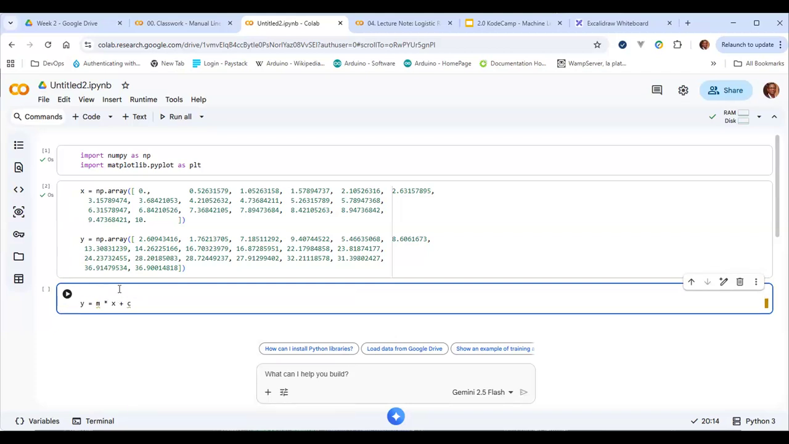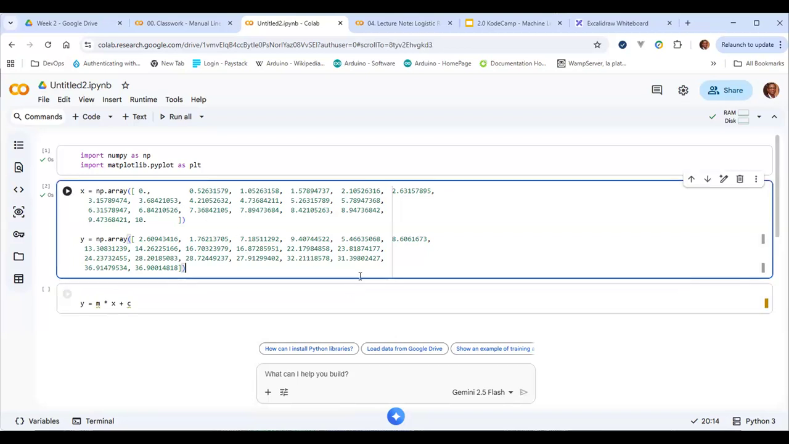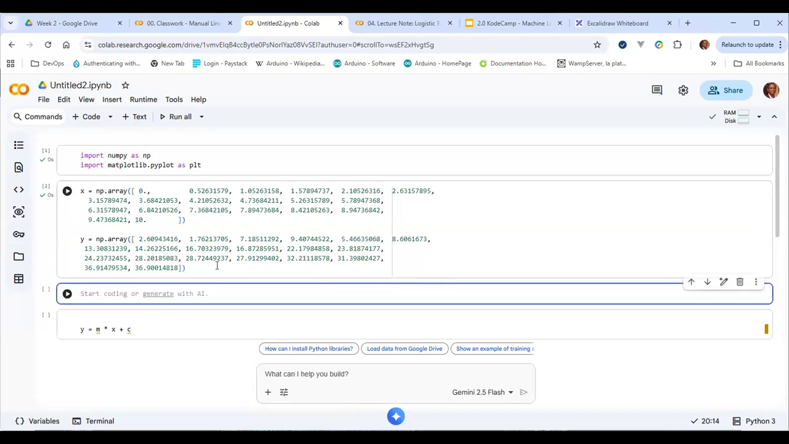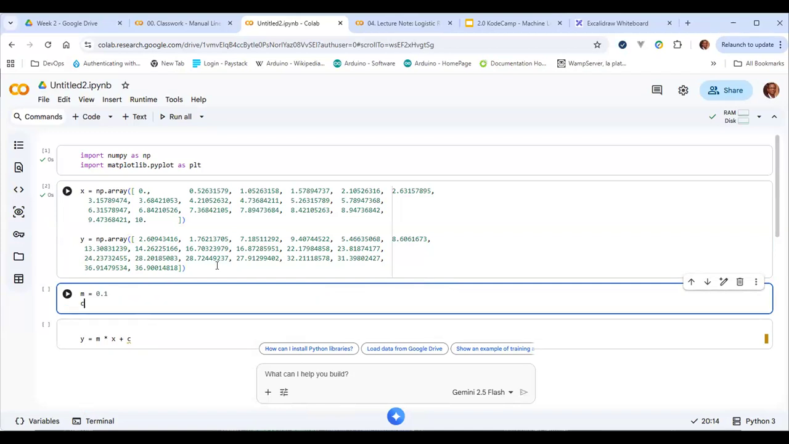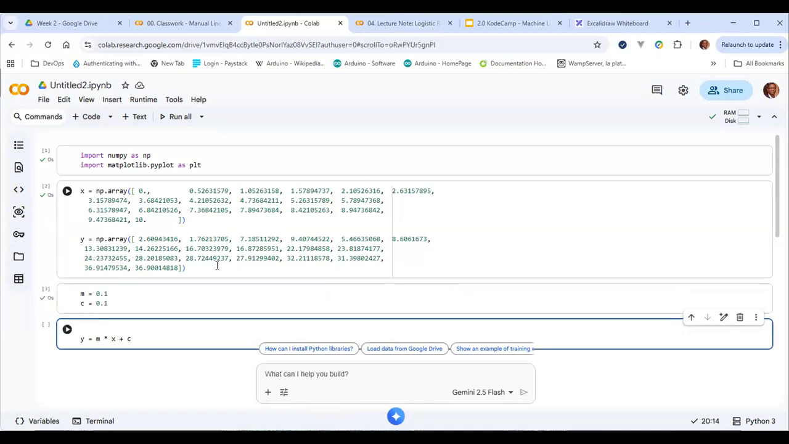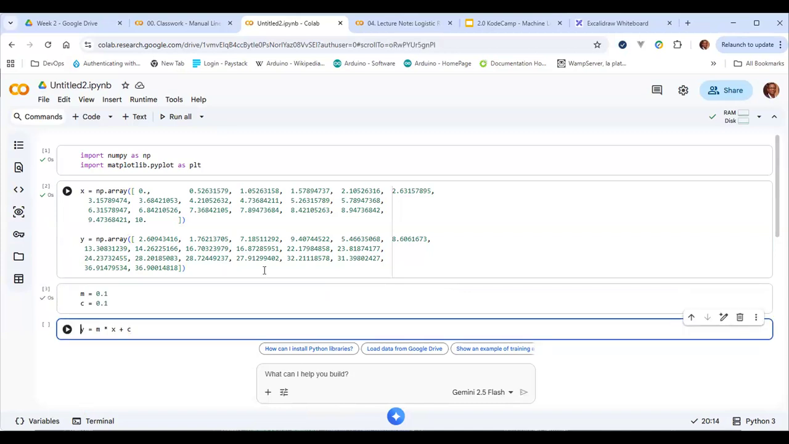Okay, so we'll start with, let's make some values for m and c. So m, we can just start with a value of 0.1 and c equals 0.1. Okay. So y equals mx plus c, but this time around I'll use z because z is used for the intermediate value, which we call the logit.